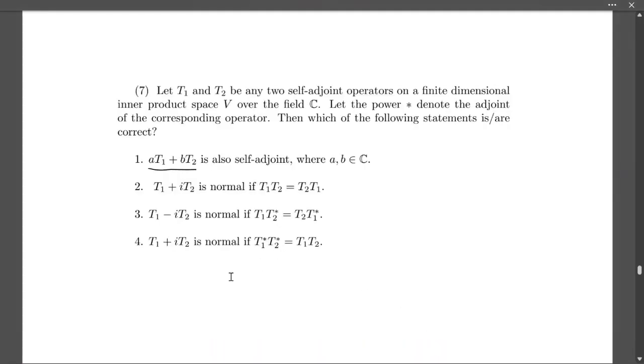Yes, sir. Okay. So this is not self-adjoint. If you take, for example, B equal to 0, A equal to I, that is not self-adjoint, right? I of T1 star will be I bar T1 star, but T1 star is just T1, so I bar is minus I. We are not getting just I T1, right? Oh, sorry, it is just T1. So this is not self-adjoint. This is incorrect.